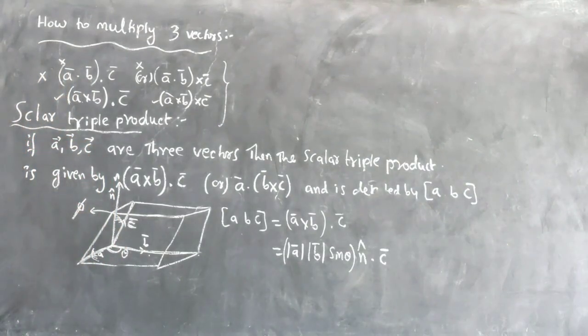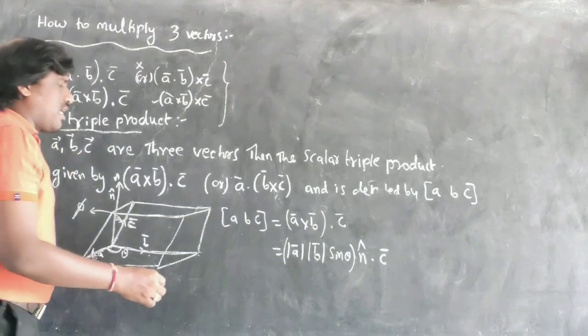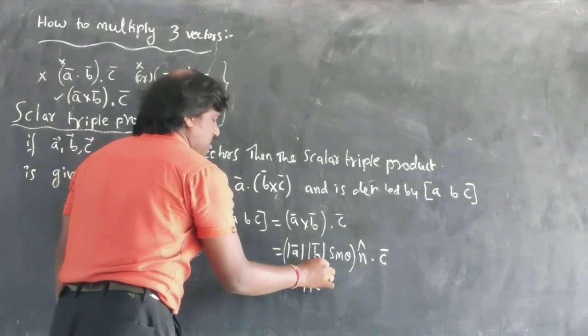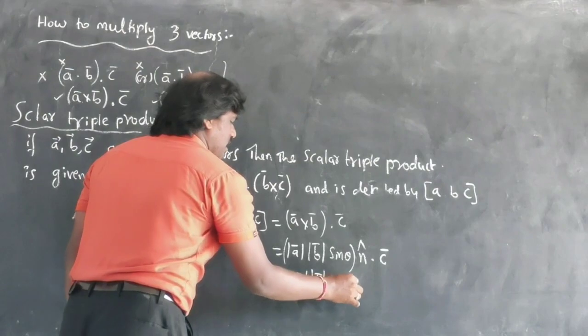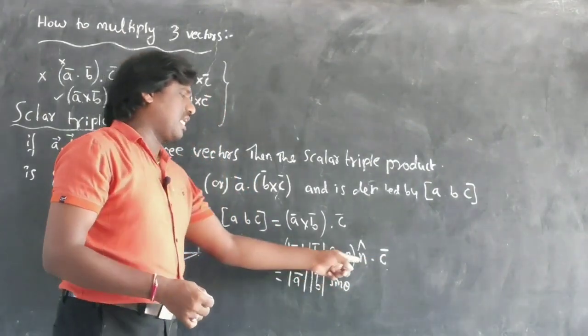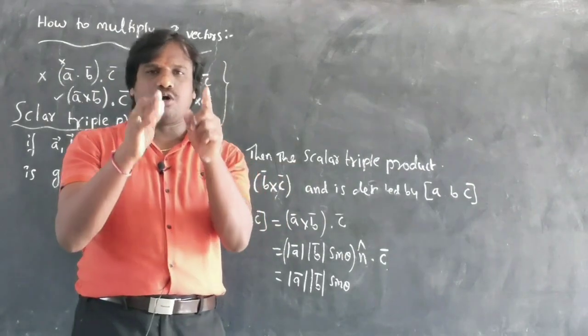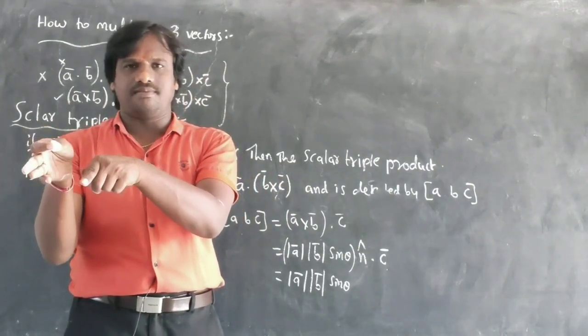And A vector dot B vector sin theta into n cap dot C cap we get. So what I can write here, this I can write as A vector B vector sin theta and dot between two vectors. This n cap is a unit vector. So A dot B is what? Mod A mod B cos theta, right?